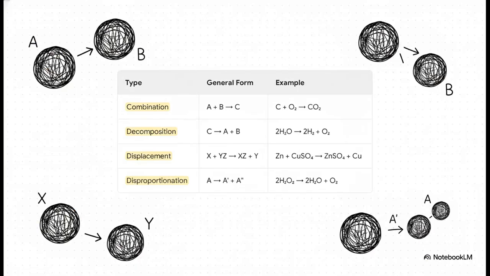All right, here they are. First, you have combination. That's just what it sounds like. 2 things combining into one. Then there's decomposition, which is the exact opposite. One thing breaking apart into smaller pieces. Third is displacement, which is kind of like a chemical tagout, where one element swaps places with another in a compound. And finally, you have the really interesting one, the special case, disproportionation. Let's look a little closer at that one.